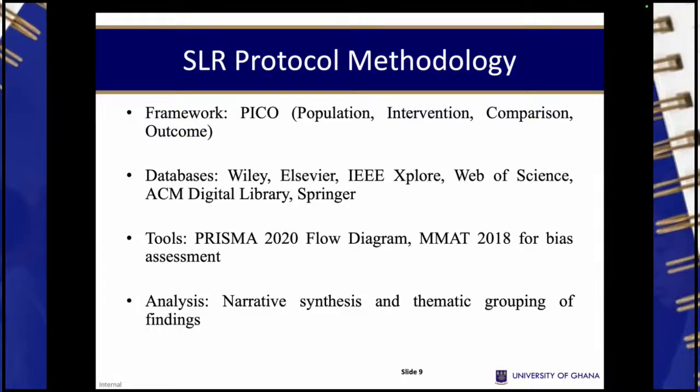Then we look at the PRISMA, and so the PRISMA full diagram is also there. And so as part of the research, we used the Mixed Methods Appraisal Tool 2018 to assess any bias and also the quality of the data. And in this case, the analysis was more of a narrative synthesis. Narrative because the data was heterogeneous, different systems were being considered, so it wasn't prudent for us to use meta-analysis in our search.